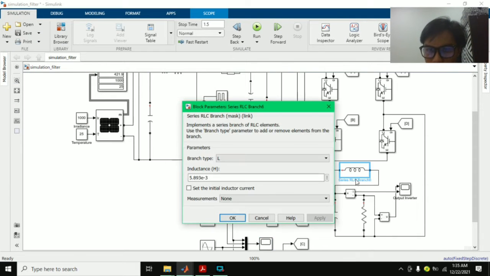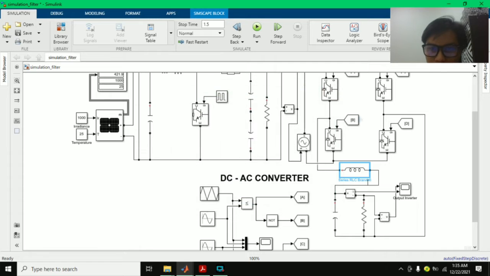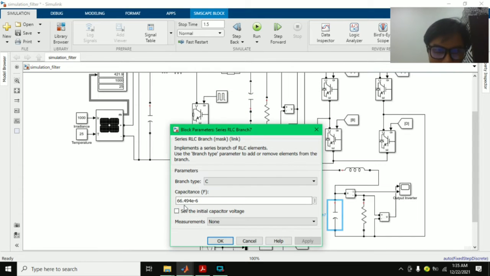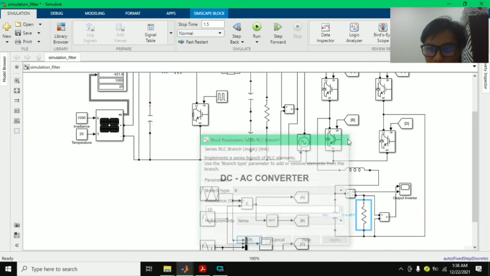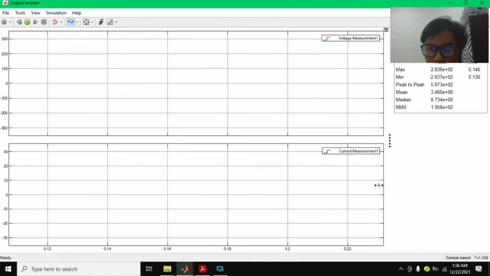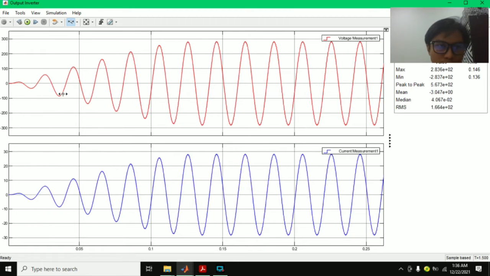For the values, inductance L is 5.893 times 10 to the power of negative 3, and for the capacitance 66.494 times 10 to the power of negative 6, and it still uses 10 ohms here. Yes, this is the output voltage and output current that you want to see. So the wave is nice and better than before.